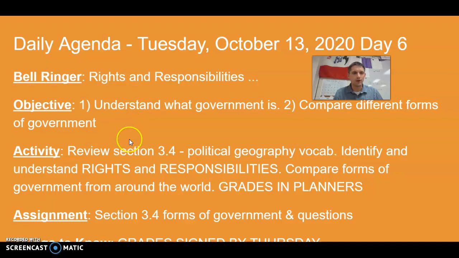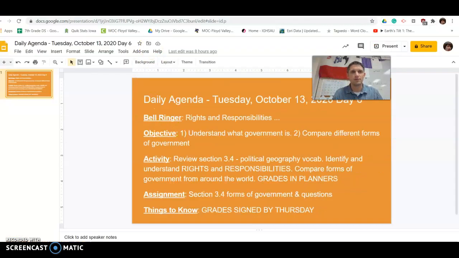From there, we reviewed our vocab, identifying the different forms of government and sorting them as either limited in that government's power or unlimited in that government's power. And then the last part of class, students worked on evaluating and analyzing a form of government.